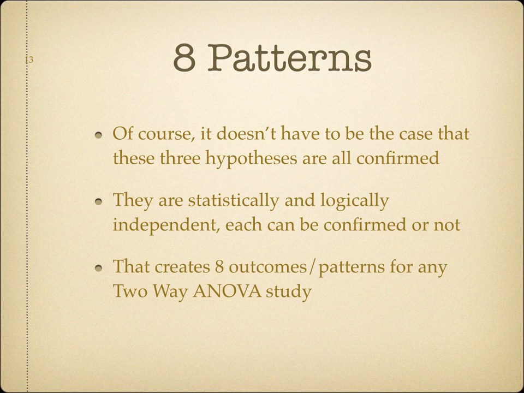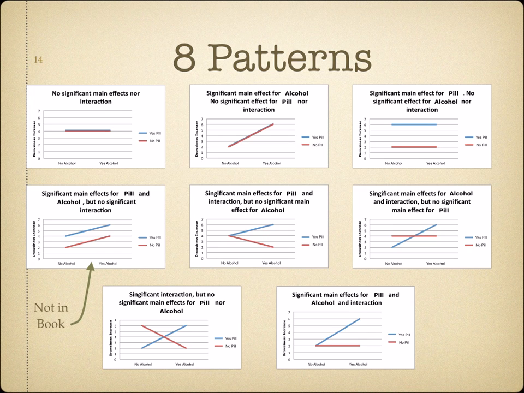So there's 8 possible patterns or outcomes for any two-way ANOVA study. And here's what they look like. Now, your book has a very, very similar graph to this on page 3. Let me get to that page in the book because I forgot to remember it.